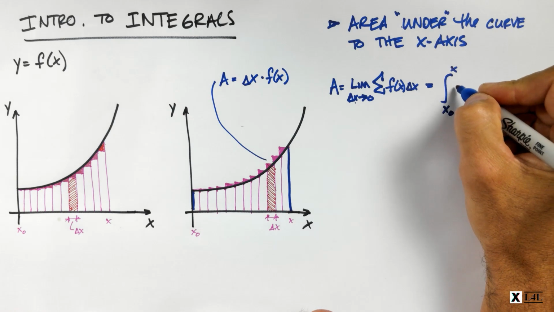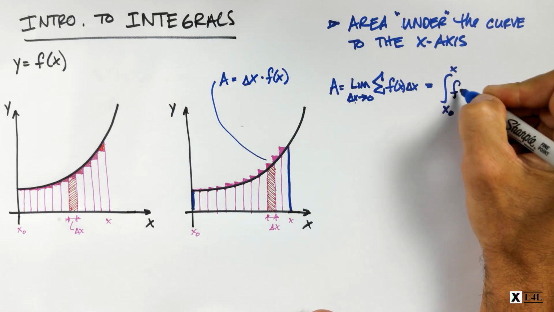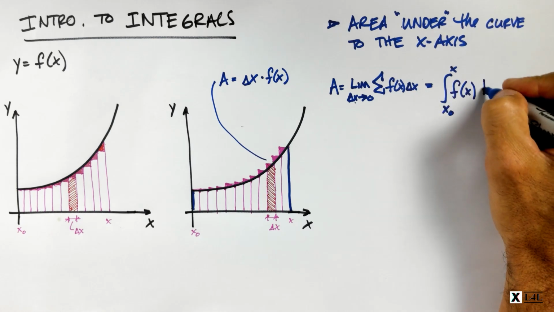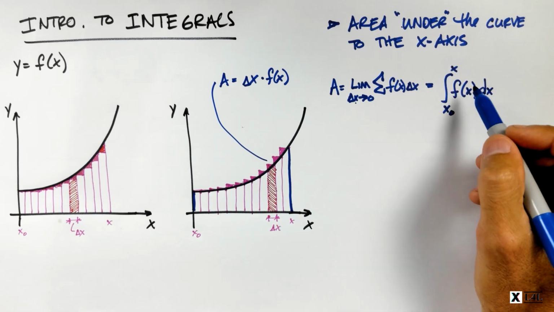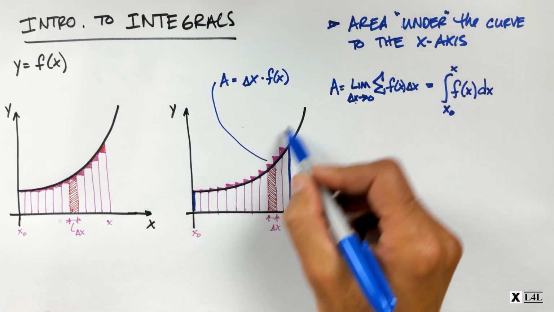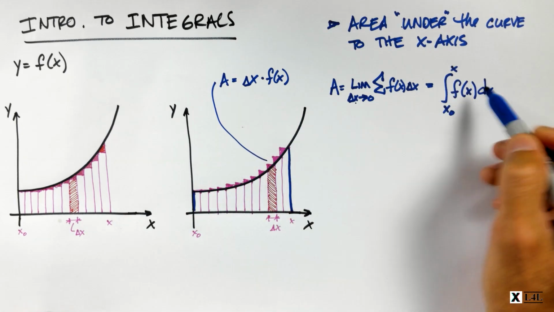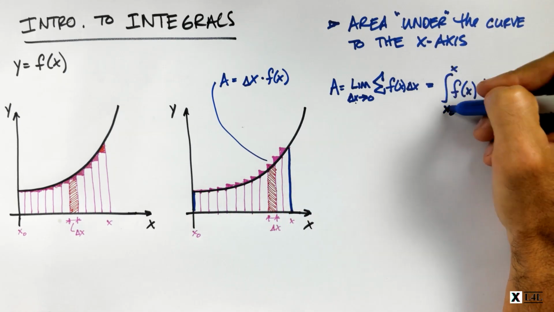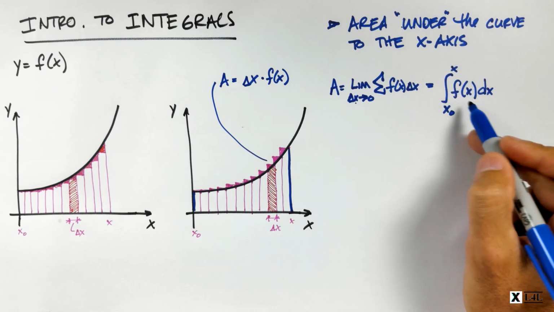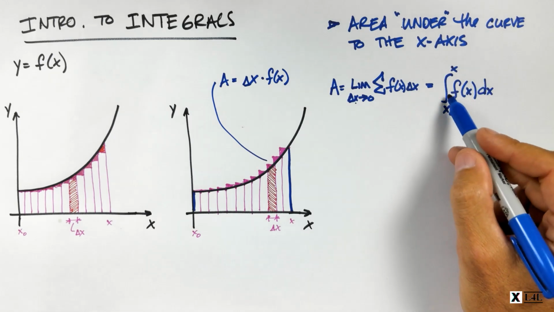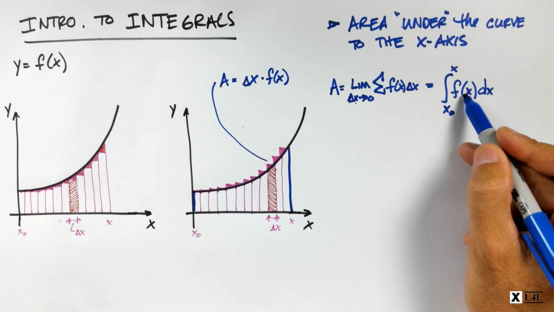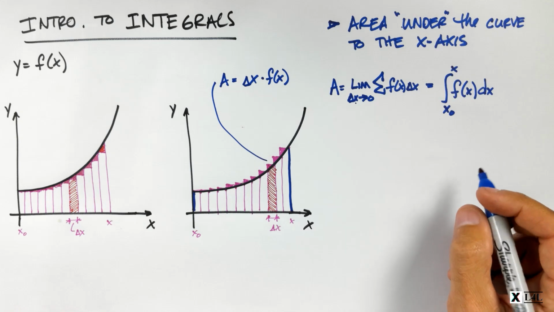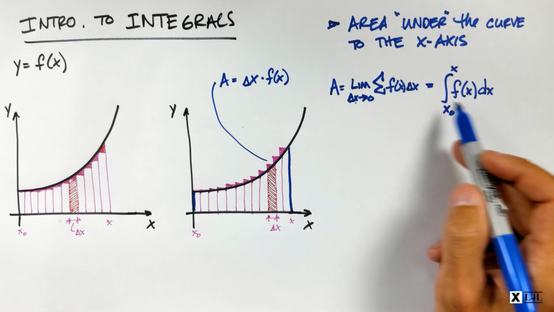So again, I'm taking this function, and instead of delta x, just like we did with the derivatives, we're going to use dx. So I'm going to integrate this function f of x along the x-axis with respect to x between these two bounds. That is an integral function right here. So integrating f of x, this function, along x, we're using dx. And this is how you would actually write this.